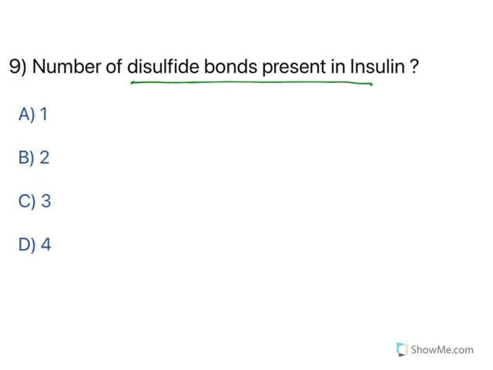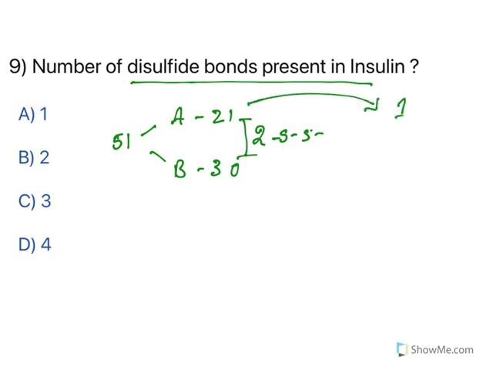See, the number of disulfide bonds present in insulin. Insulin has a total of 51 amino acids. It has an A chain and a B chain. In the A chain you have 21 amino acids, and in the B chain you have 30 amino acids. Now between the A and B chains there are 2 disulfide bonds. But within the A chain you have 1 disulfide bond. Between chains they are known as interdisulfide bonds, and within one chain they are known as intradisulfide bonds. So totally 3 disulfide bonds are there. So option C, 3, is correct.